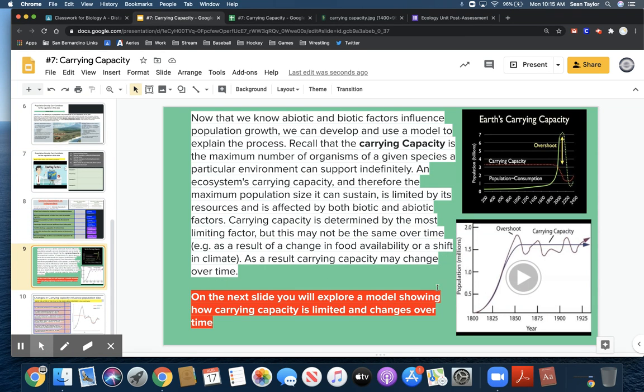Slide 9, we're defining carrying capacity. You could play this little video right here if you want to have them explain this graph a little bit more. This graph looks a lot like the one that I showed you earlier, where you have this carrying capacity, and there's an overshoot, and the population's kind of going up and down to an extent.